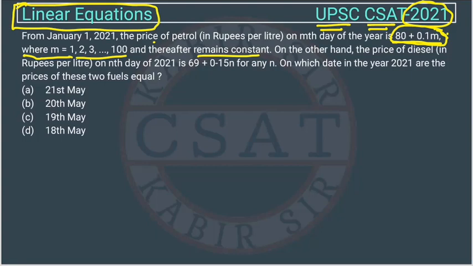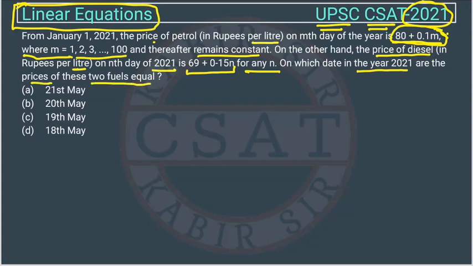On the other hand, the price of diesel in rupees per liter, so here also we have rupees per liter, on the nth day of 2021 is determined by this equation, 0.15 n for any n. On which date in the year 2021 are the prices of these two fuels equal?